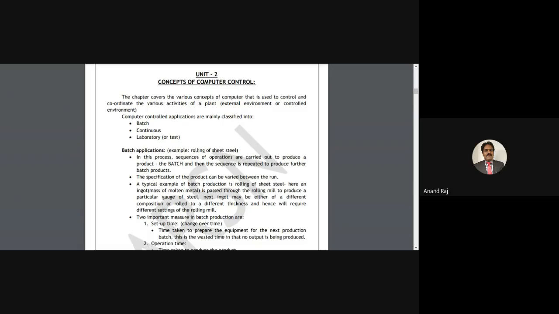Your author has quoted the example of rolling of sheet steel. If you want small plates or sheets of steel, you have to roll it. Here an ingot, the molten mass of steel, is passed through the rollers to produce a particular gauge of steel. Next, the ingot may be of a different composition or rolled to a different thickness, and hence will require different stages of the rolling mill. So you can produce different thicknesses of sheet steel.